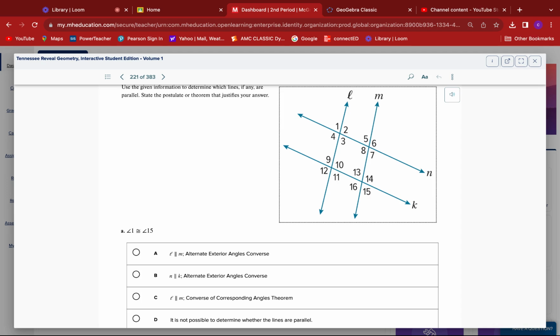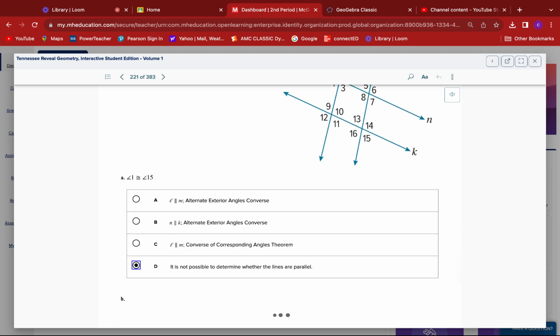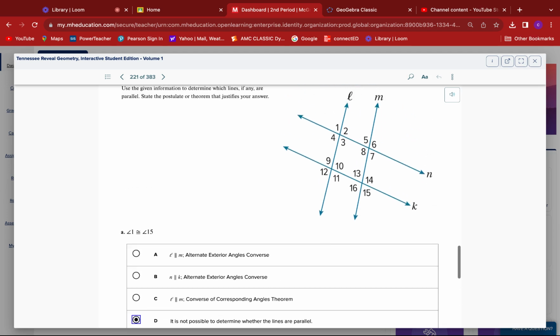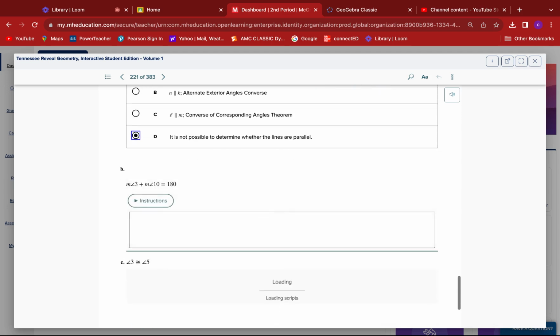Is there a line they're both on? No. Angle 1 is on L and N. Down here, 15 is on M and K. They don't even have a transversal. So, yeah, it looks like it's not possible to determine if they're parallel or not. They don't have a transversal, you guys? I'm not really sure. Maybe, maybe not. I don't know. So, no, I'm not going to say.